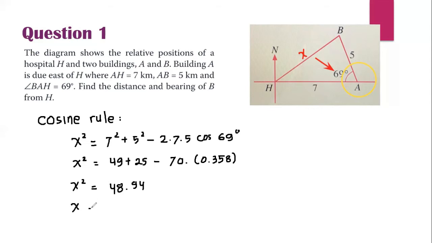So x is the root of 48.94. We got x is 6.995 kilometers. This is the distance of B from H. So BH is 6.99 kilometers.